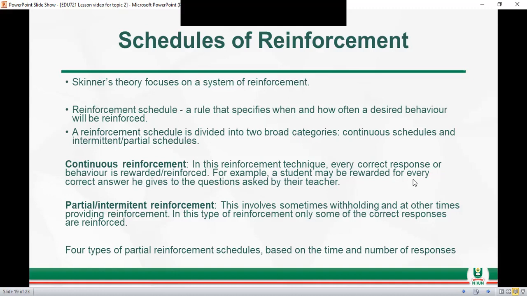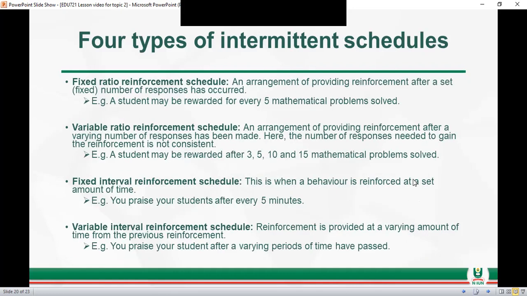What about partial or intermittent reinforcement? In this type of reinforcement, sometimes you withhold reinforcement and sometimes you provide reinforcement. That's why it's called intermittent or partial. Only some of the correct responses are reinforced, not all of them. And in partial reinforcement, there are four types of schedules, based on the time and the number of responses. Some are based on time, some are based on number of responses.